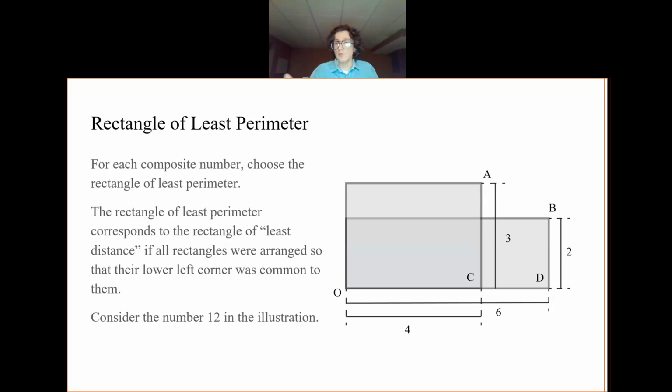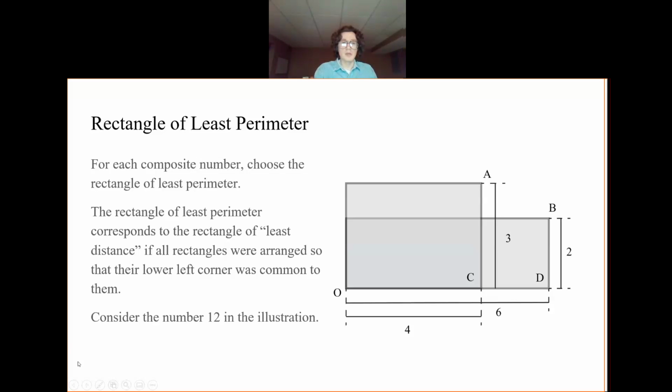Take the number 12, for example, in the illustration provided. We have a 3 by 4 rectangle, and we have a 2 by 6 rectangle, both of which correspond to the number 12, but the 3 by 4 rectangle has the least perimeter. So we choose that for the new geometric basis that we're developing. Also note that the rectangle of least perimeter corresponds to the rectangle of so-called least distance between the lower left corner and the upper right corner, from the point O to A in the illustration.